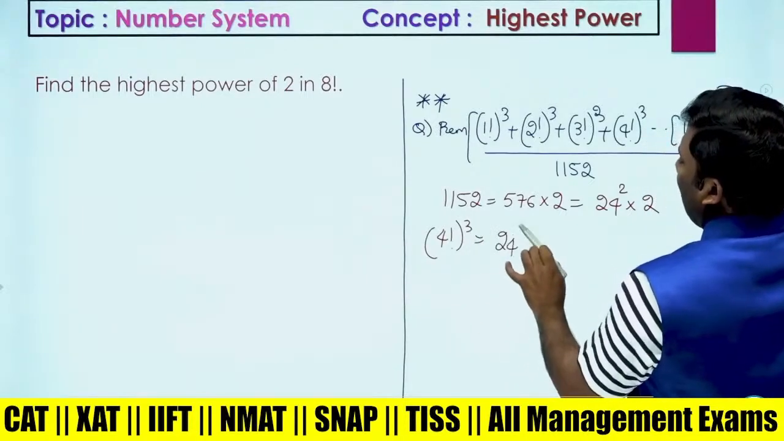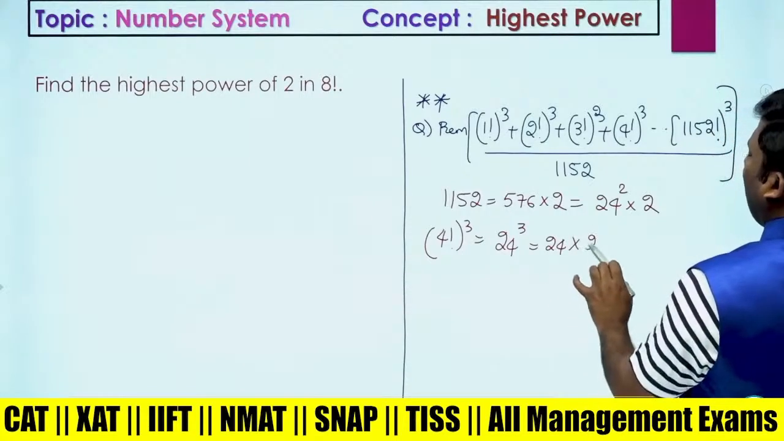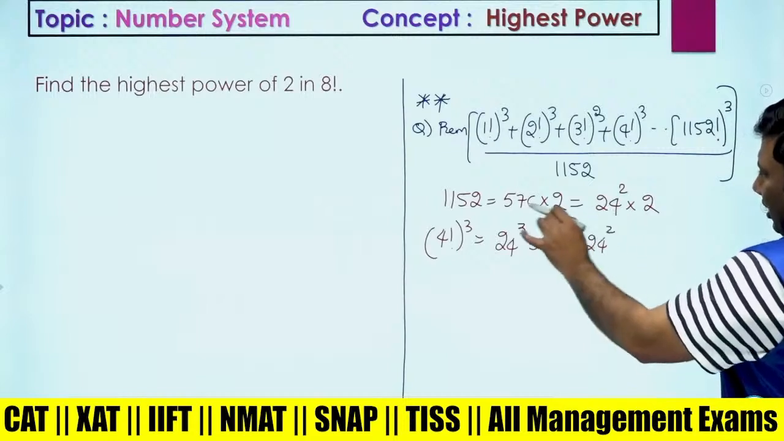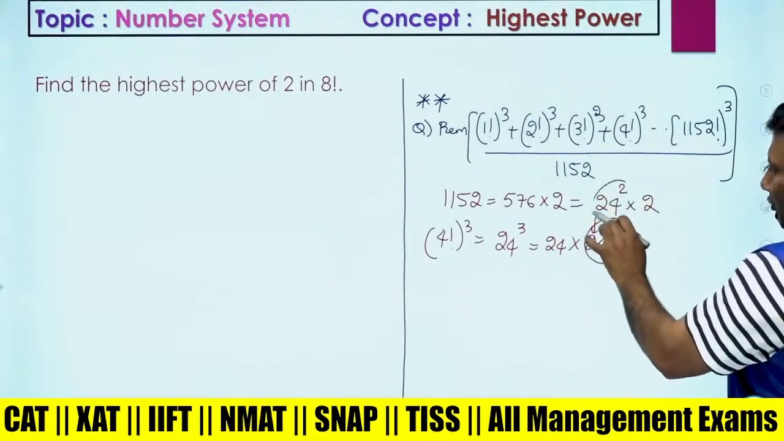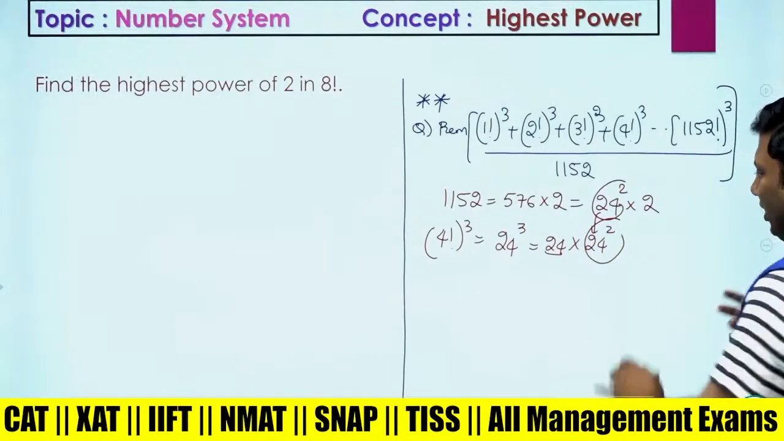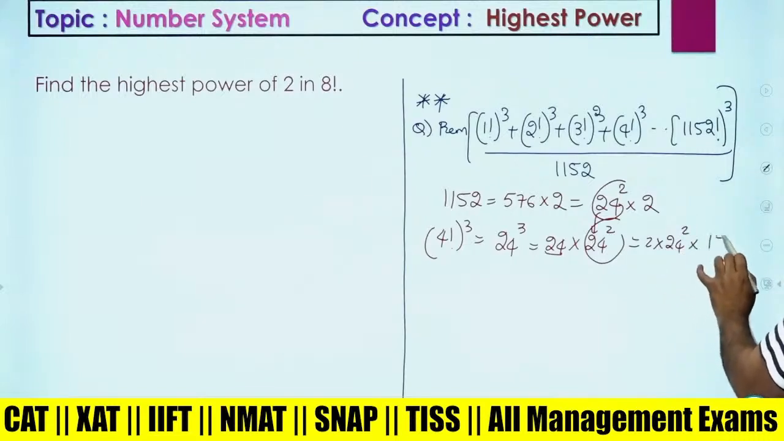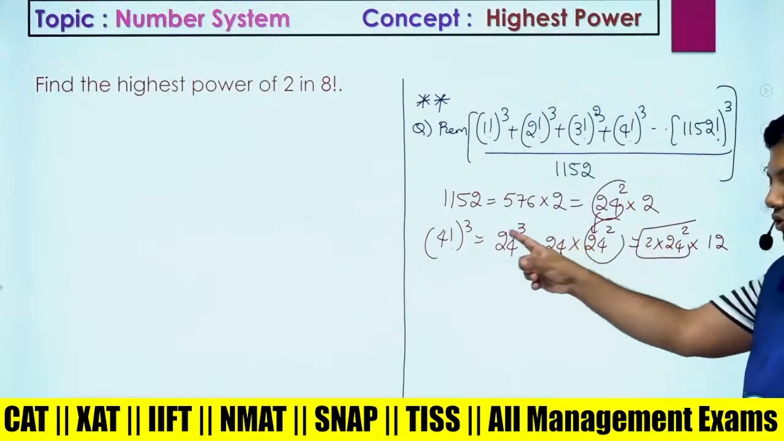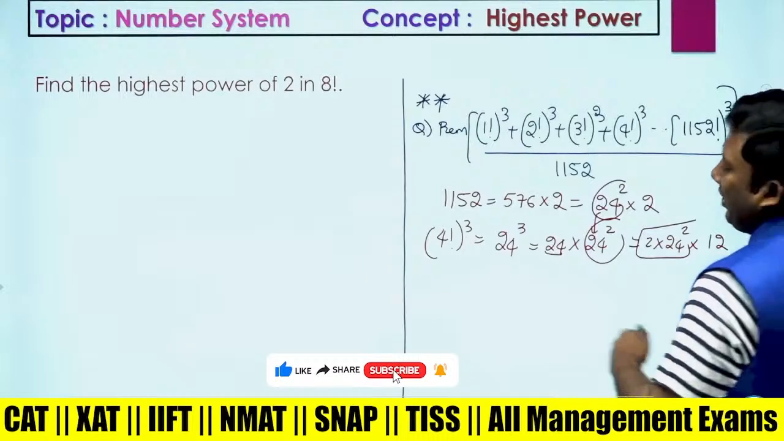4 factorial is 24, so the cube is 24 into 24 square. That means, is 1152 a part of this number? Definitely 24 square is a part. 24 can be written as 2 into 12. We will write it like this: 2 into 24 square into 12. Am I right? So 24 square into 2 is a part of 4 factorial whole cube.